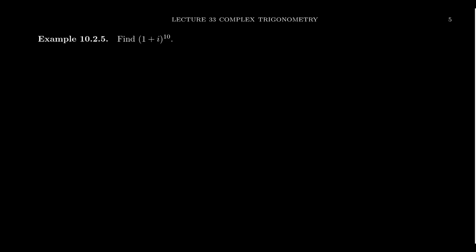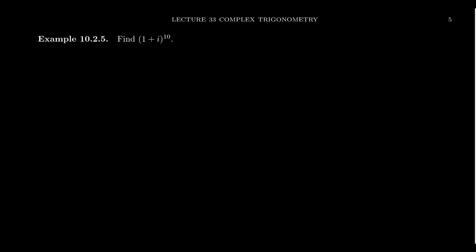Let's see an example. Let's compute 1 plus i to the 10th power. You do not want to do 1 plus i times 1 plus i times 1 plus i times 1 plus i times 1 plus i, do that 10 times. That'd be very complicated. Even, like I said, with the binomial theorem, it would still get very complicated because you end up with these 11 terms where you can combine them together. De Moivre's theorem is definitely the way we want to go here.